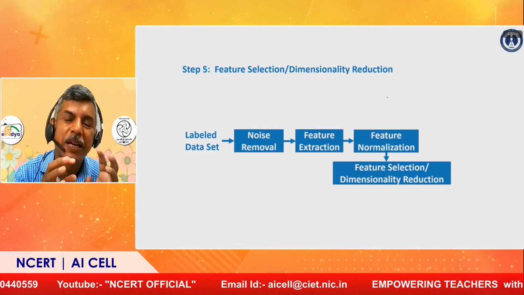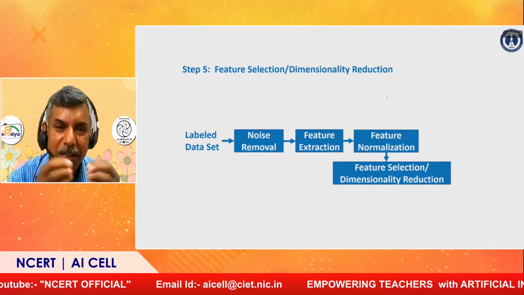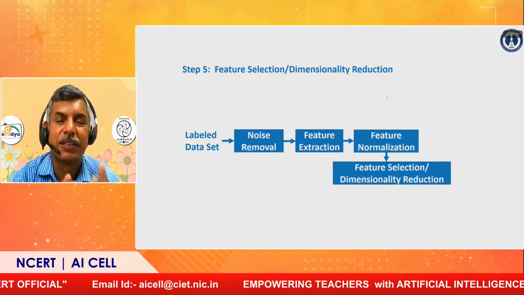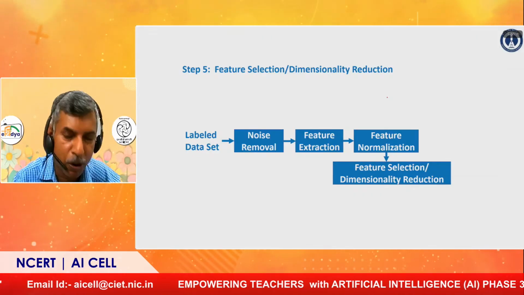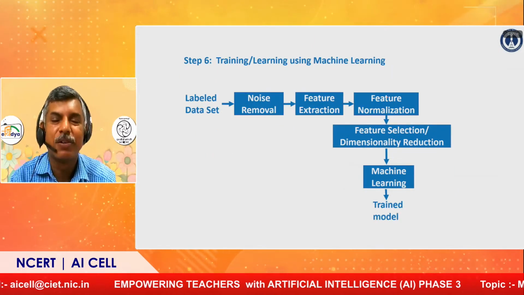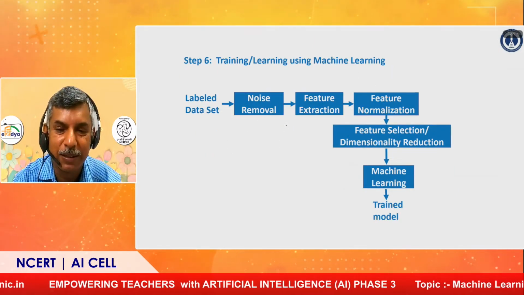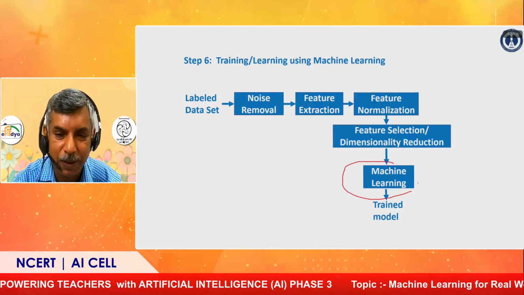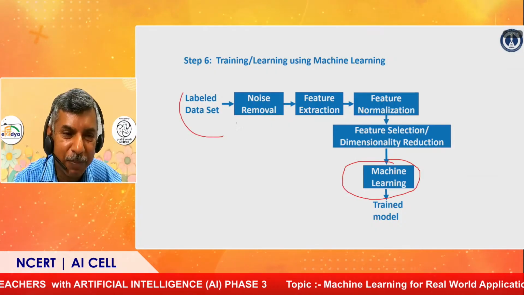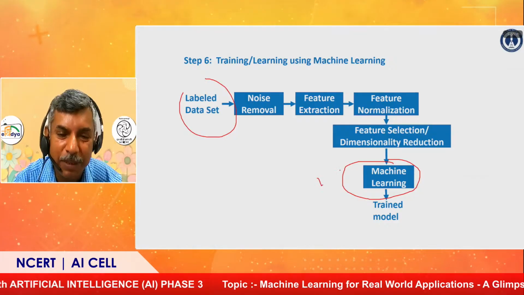So for each and every application, the feature set will be different. For that, feature selection or dimension reduction is one of the important components. After that only we will normally give it to machine learning. So the machine learning part comes here. Even though we say that once we have labeled data, we will start using machine learning.